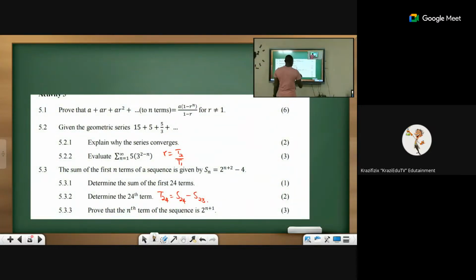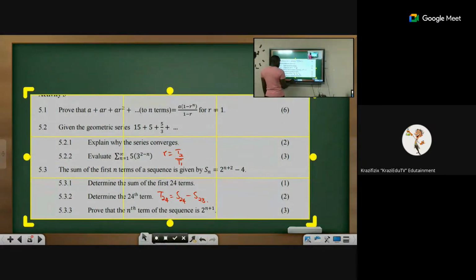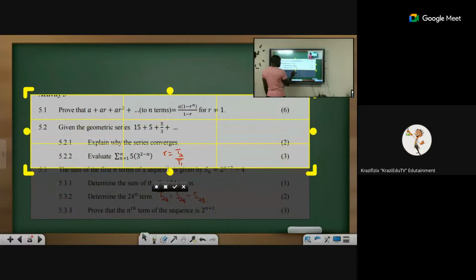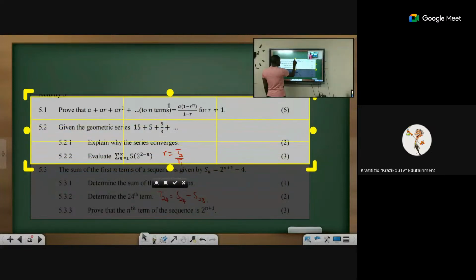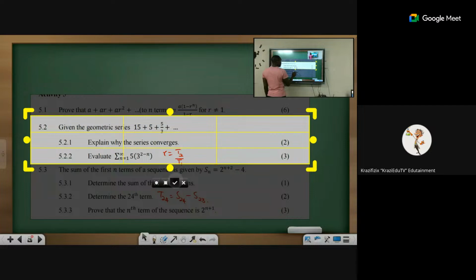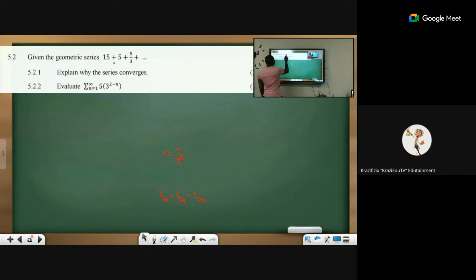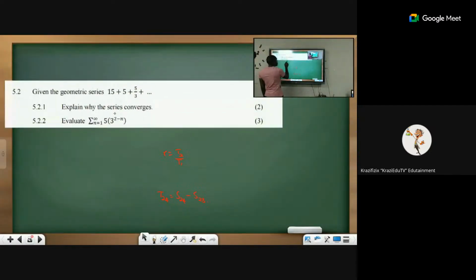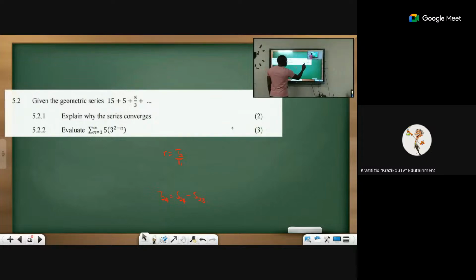5.2. Let's do 5.2 together. This is all I want to do today, just questions, you know. Okay, 2 marks and 3 marks. Let's just put it there.